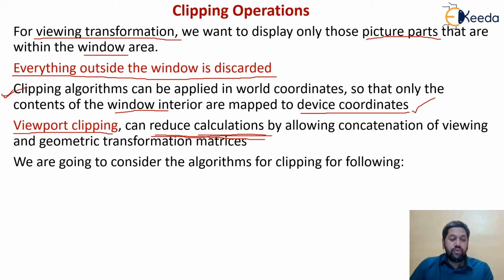Let us move to the next point. We are going to consider the algorithms for clipping. We have come to know that clipping is very important and what is meant by clipping. Again, to make this point clear, in simple words, the clipping algorithm is going to discard the part which is outside the window and retain the part which is inside.